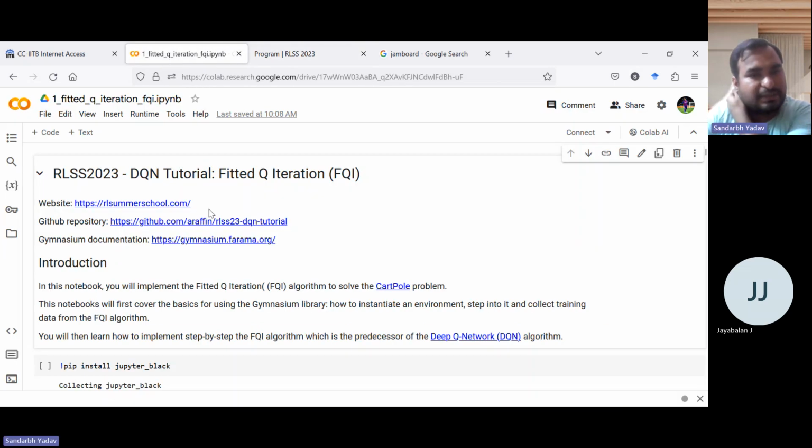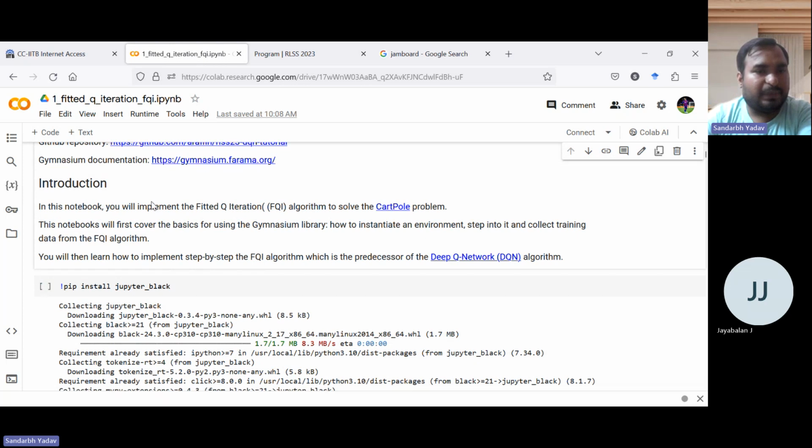Again, this notebook is not by me; I have borrowed it from this RL summer school, and it's from this GitHub repository. This person, A. Raffin, is one of the creators of Stable Baselines3, which is a very popular RL implementation of various algorithms. Generally in machine learning we have scikit-learn, and in RL we have Stable Baselines3. So in this notebook, we will be using fitted Q equation to solve the CartPole problem.